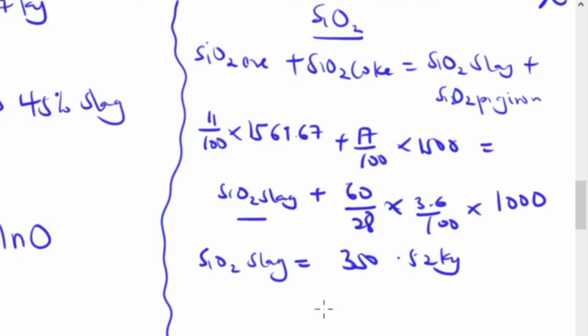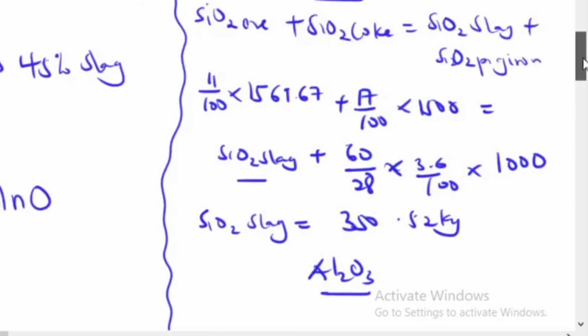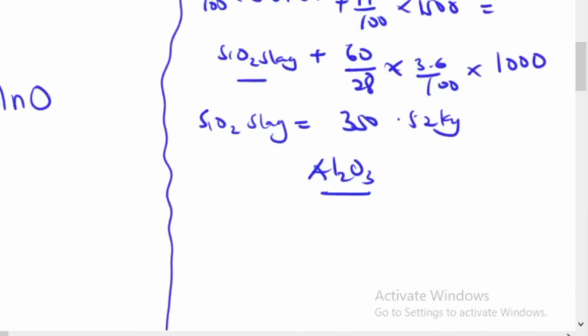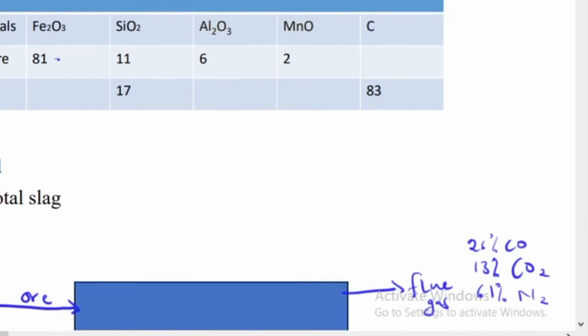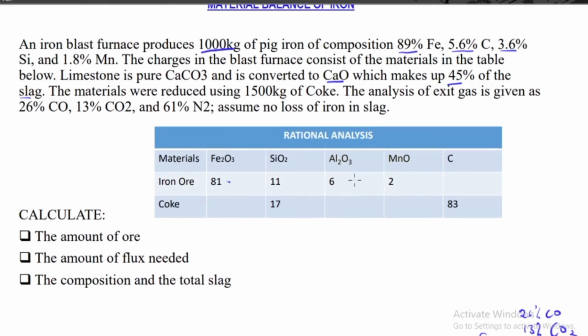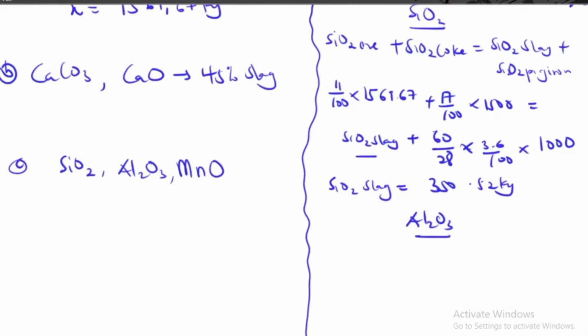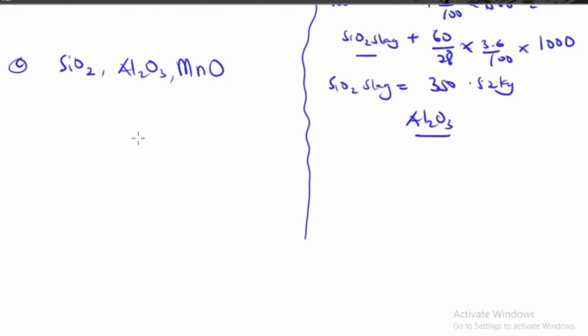Let's go to the alumina balance. Let's go to the table. When you check the alumina table, we have alumina in the ore. Apart from the alumina in the ore, do we have alumina again? No. So the alumina in the ore goes to the alumina in the slag. That's very simple. You don't have any aluminum elsewhere. So for the balance of the alumina, the alumina in the ore is equal to the alumina in the slag.